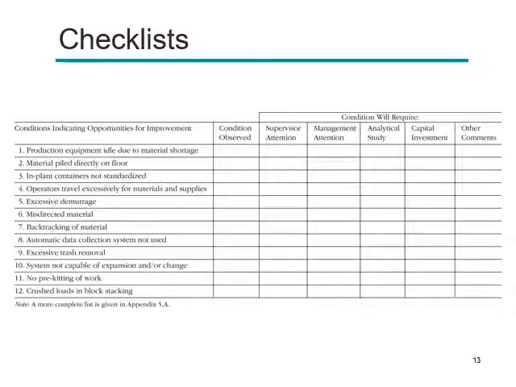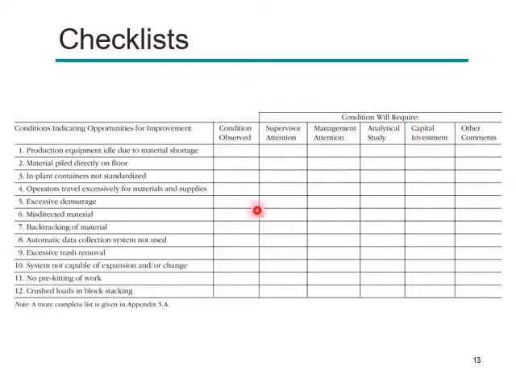This is an example checklist. You see on this column here, we list the conditions indicating opportunities for improvement. Here, for example, the first one says production equipment idle due to material shortage. So this is a problem that should be resolved. And if we observe this, then we put a tick here. And the question is, how should we correct this?